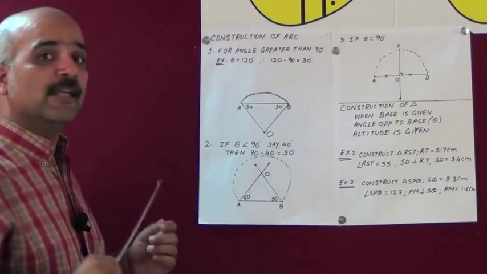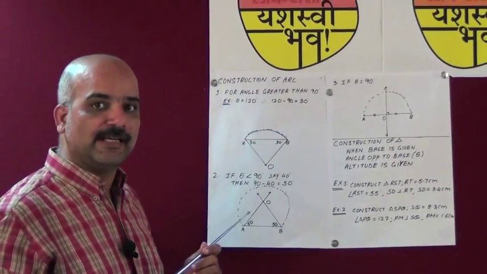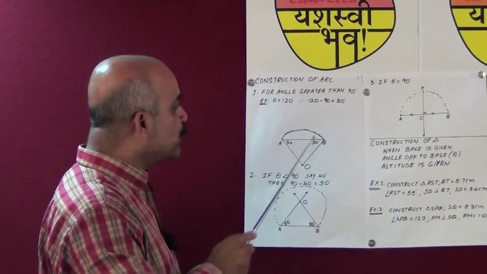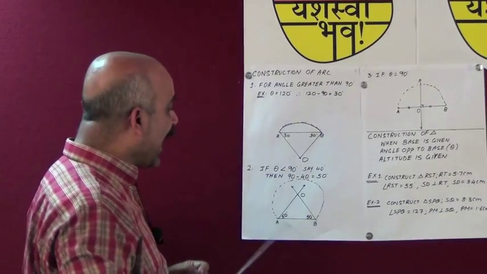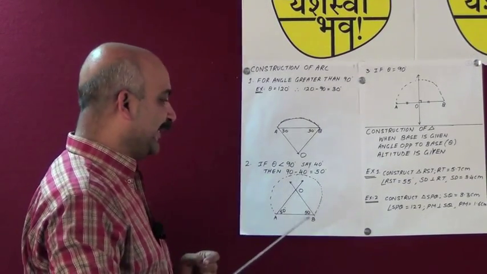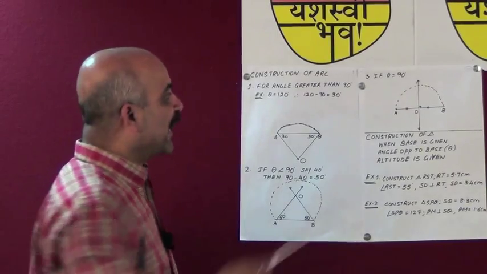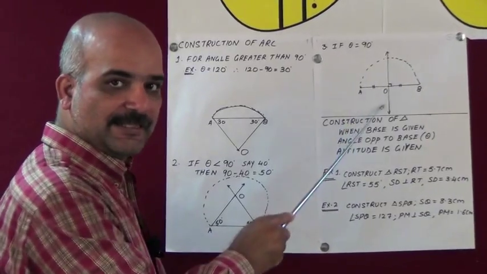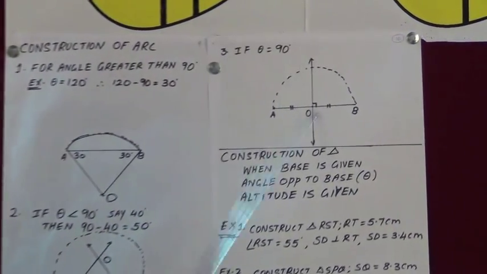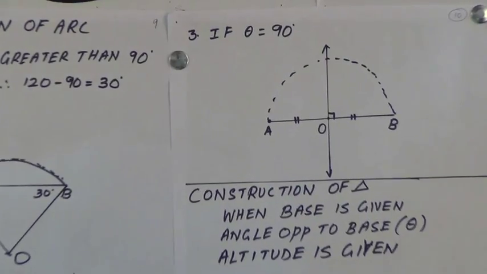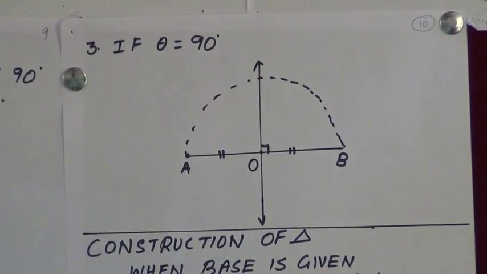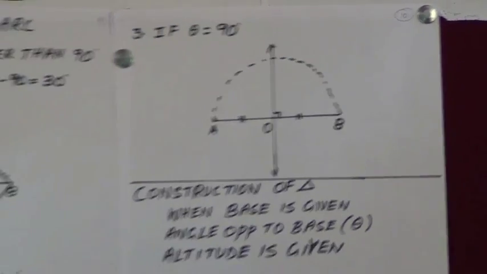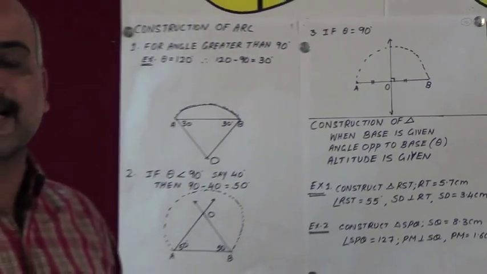I repeat, if you check the positions of O, you will come to know very clearly. If the angle is greater than 90, O comes below the base. If the angle is less than 90, O comes above the base. And if the angle is equal to 90, the point O comes on the base. This is a major difference you will observe in this type of sums. Everything is based on the angle given. So children, be sure to read the question properly, whether the angle given is more than 90, less than 90 or equal to 90.